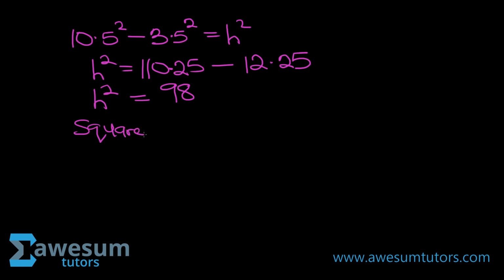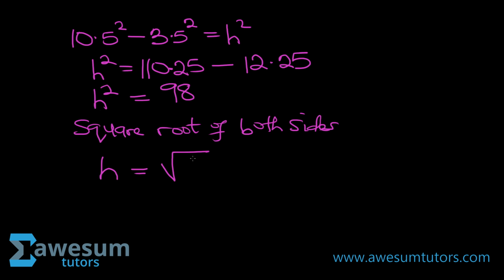Take square roots of both sides. That means when you take the square root of h squared, it's going to give you h. And then you have the square root of 98, because the square root of h squared, we already take the square away, gives you h.